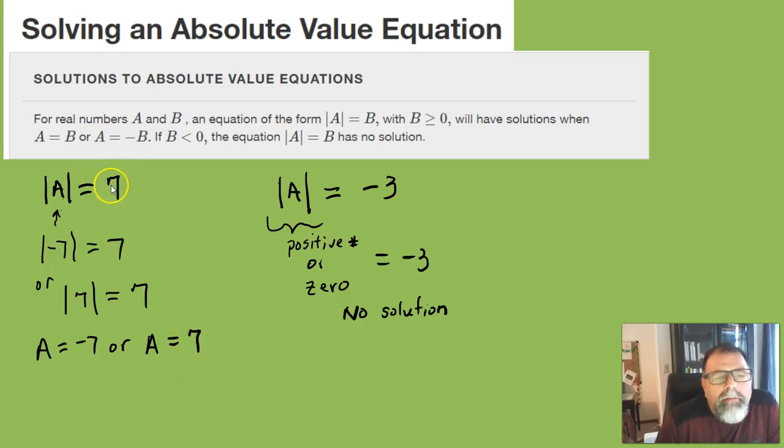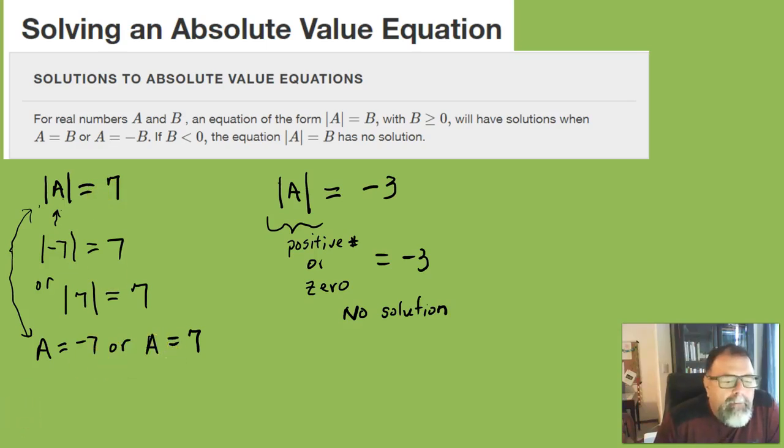So if this is a positive number, we translate this into the statement down here, this compound statement. Okay, if it's 0, a is equal to -0, which is just 0, or a is equal to 0, which again is just 0. So if this is 0, we'll just have the one answer.